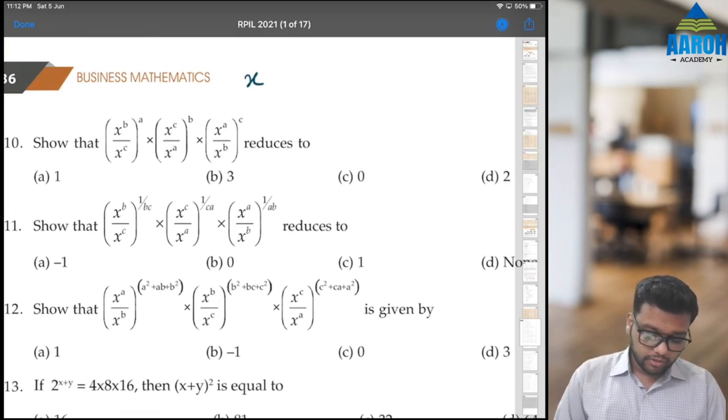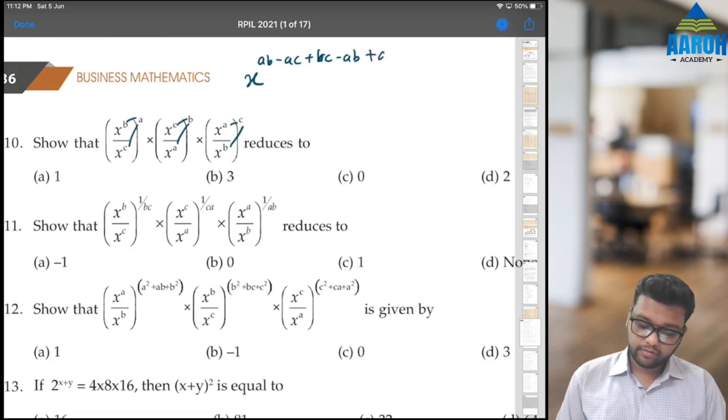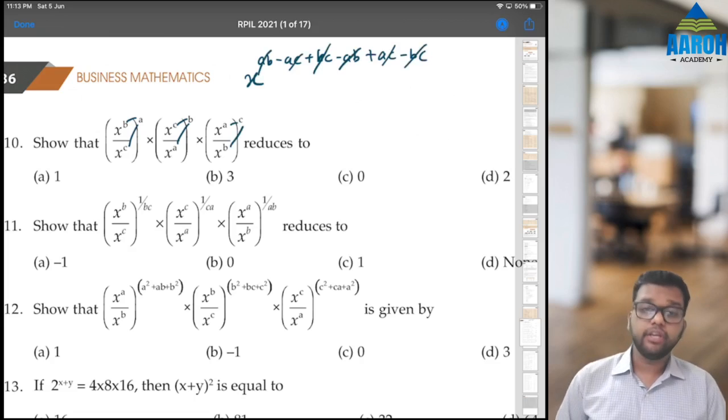This will be x raised to AB minus AC, right? So AB minus AC plus BC minus BA, plus AC minus BC. So we can just cancel BC, BC, AC, AC, AB, AB. x raised to 0, anything raised to 0 is 1.